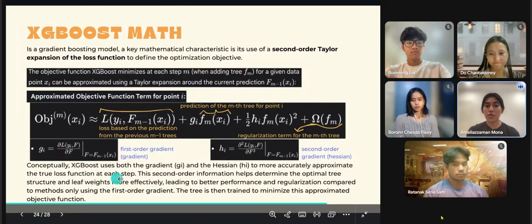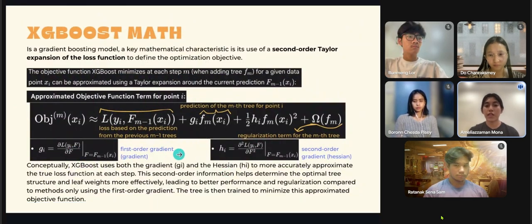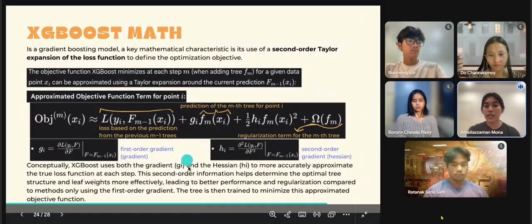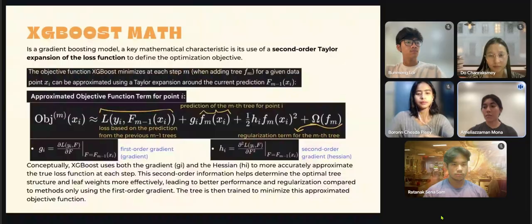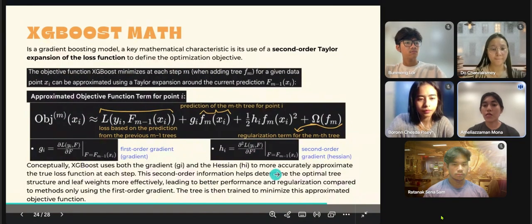Conceptually, XGBoost uses both the gradient g_i, which is this, and the Hessian h_i to more accurately approximate the true loss function at each step. And this second order information helps determine the optimal tree structure and leaf weights more effectively, leading to better performance and regularization compared to methods that use only the first order gradient. The tree is then trained to minimize this approximate objective function.